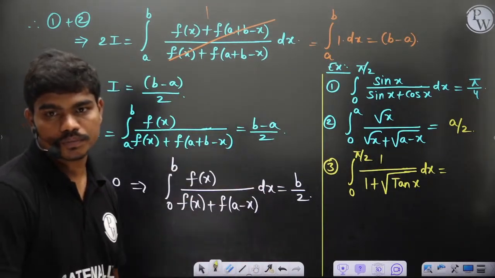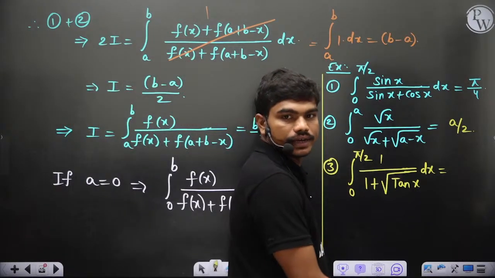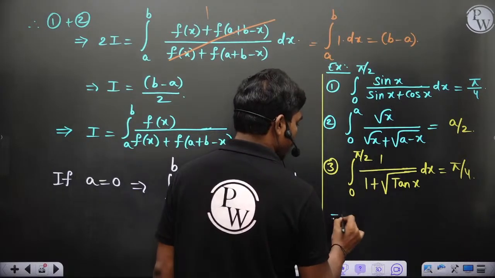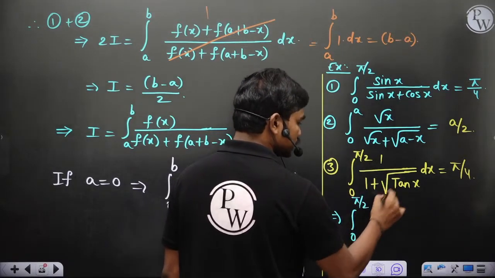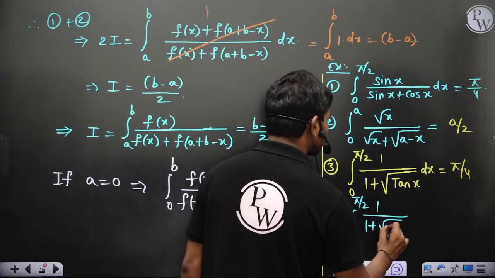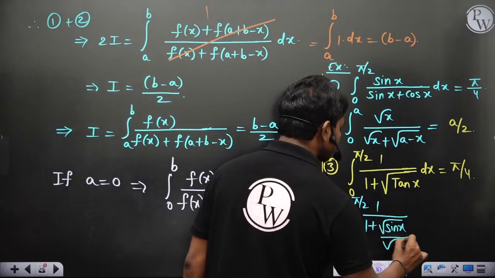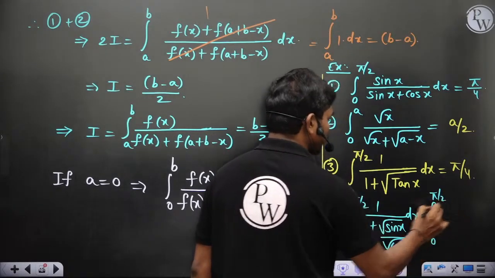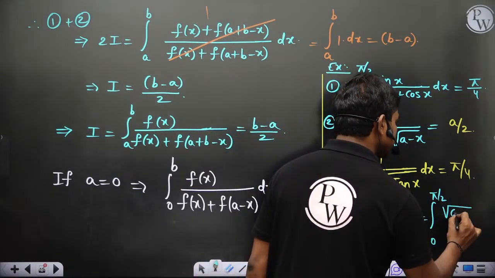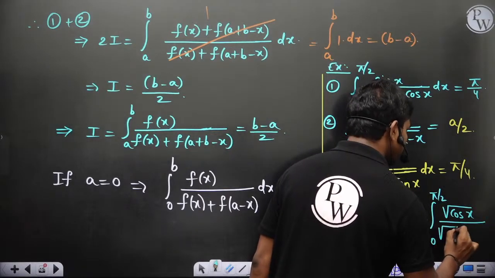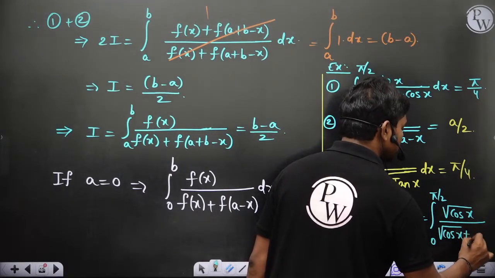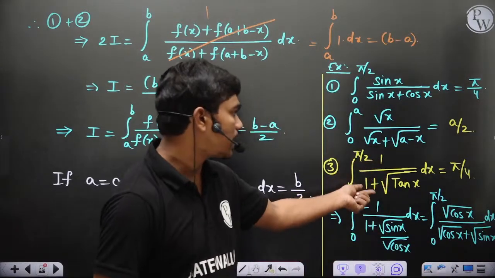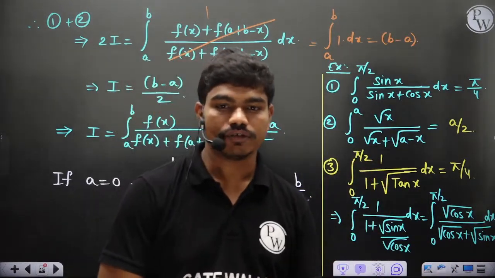What is this value? Pi by 4 again. Okay, so this is pi by 4. The reason is this integration can be split up as integral 0 to pi by 2. If you expand this tan x as root sin x by root cos x dx, of course, this value is integral 0 to pi by 2. If you take LCM, it's root cos x by square root of cos x plus root sin x dx. That's it. Okay, so sometimes they give you shorthand notations like this, where you should be good enough.